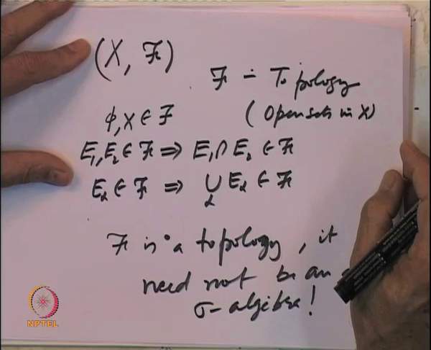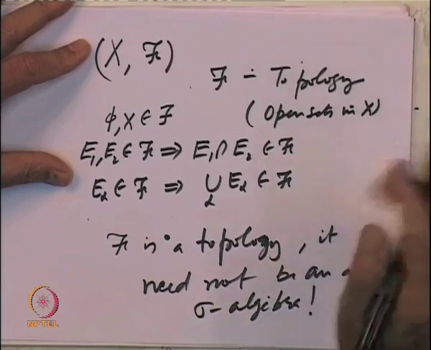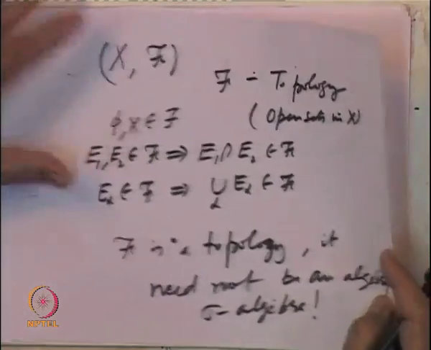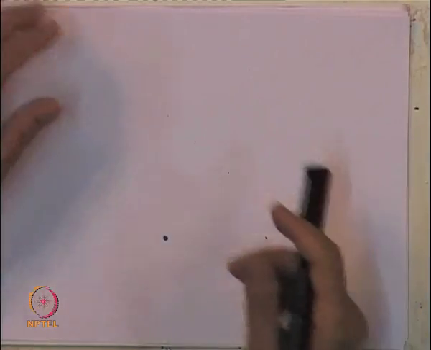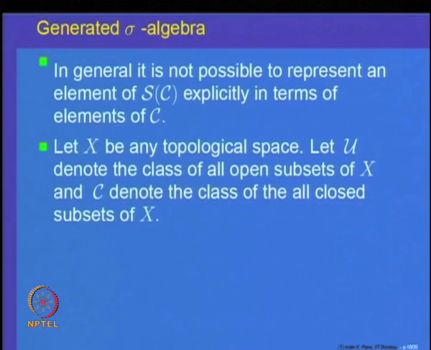So, let us look at a topological space X, tau. Tau is a topology on X, and this need not be a sigma algebra. So, the question is, can we generate the sigma algebra given by this topology? And the answer is yes. So, let us look at the collection of all open sets in this topological space, and let us look at the collection of all closed subsets in the topological space. So, you can generate the sigma algebra given by all open sets, and we can also generate a sigma algebra by all the closed subsets of the topological space. So, the question arises, is there any relation between these two sigma algebras?